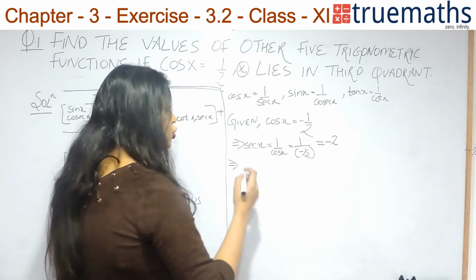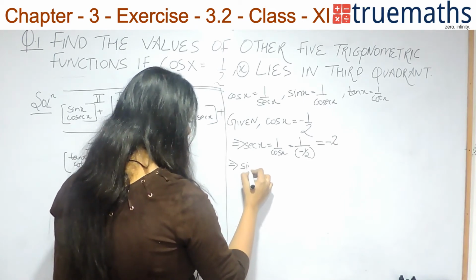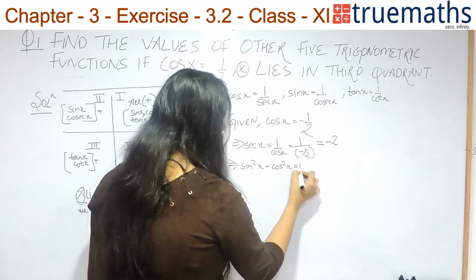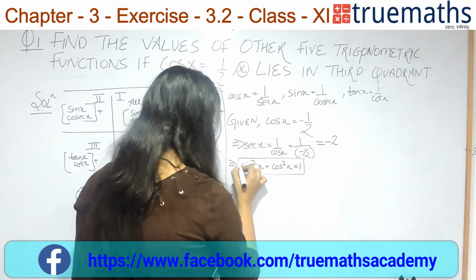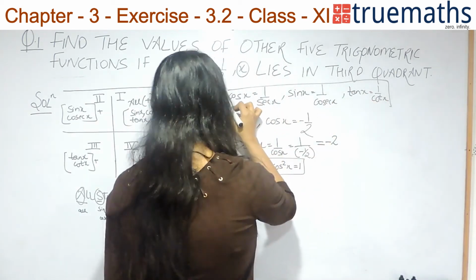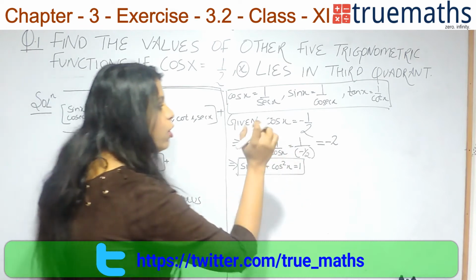Now there is one more relationship that holds, that is sin square x plus cos square x is equal to 1. This is a relationship already known, like these relationships, right? Now I know sin square x plus cos square x equal to 1.